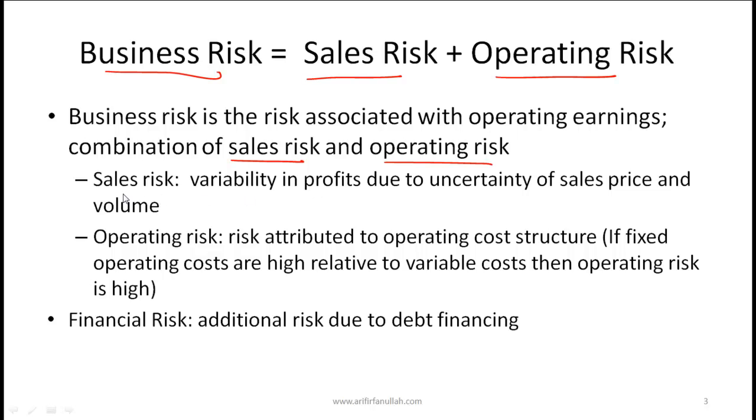At least per the CFA definitions, sales risk refers to variability in profits due to uncertainty of sales price and volume. Operating risk is the risk attributed to the operating cost structure. So if the fixed operating costs are high relative to variable costs, then the operating risk is high. Financial risk is the risk associated with debt financing. Companies that take on a lot of debt financing will have relatively high financial risk.